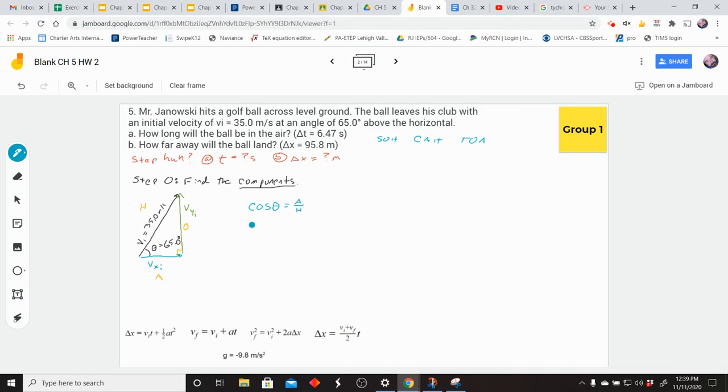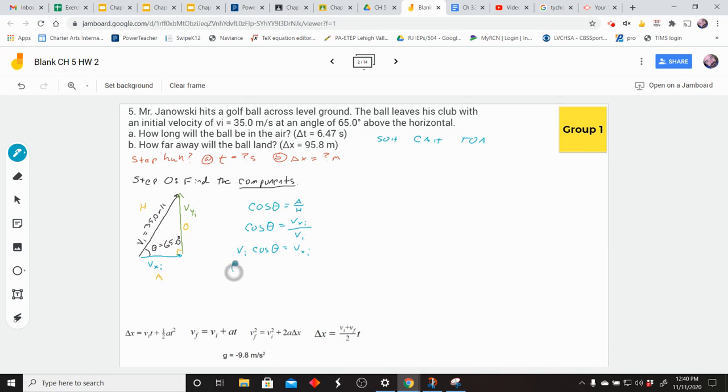Well, that means that cosine of 65.0 degrees, I'll just write theta for now, is equal to A over H. Well, what is A? A is Vx initial. And what is H? H is V initial. All right, so if I solve for Vx initial, then I will have the component I'm looking for. So multiply both sides by V initial. That would give us V initial times cosine of theta is equal to Vx initial.